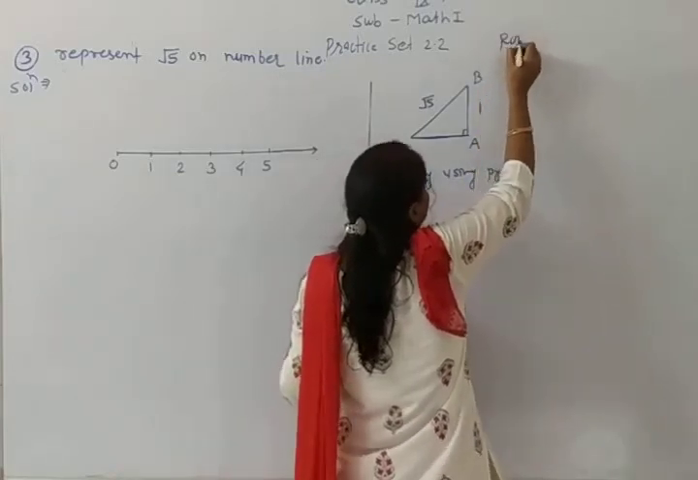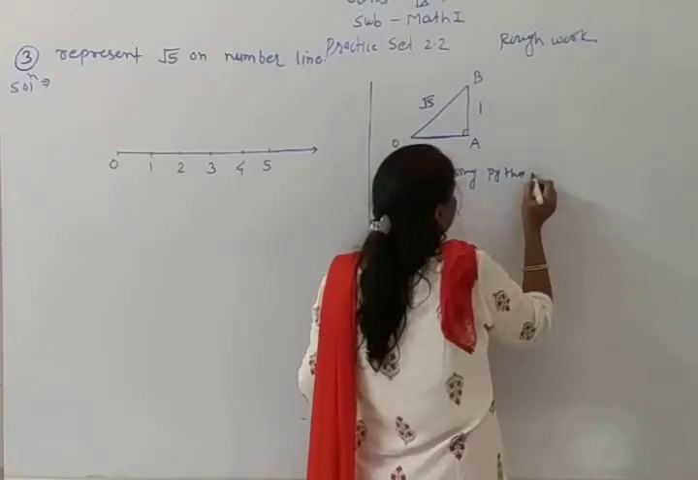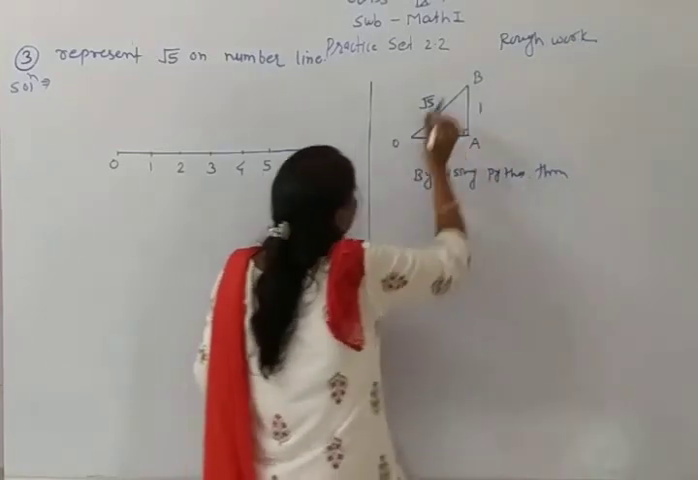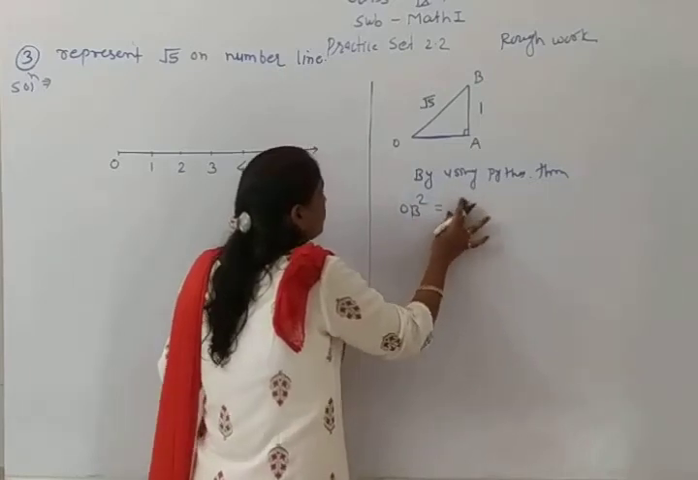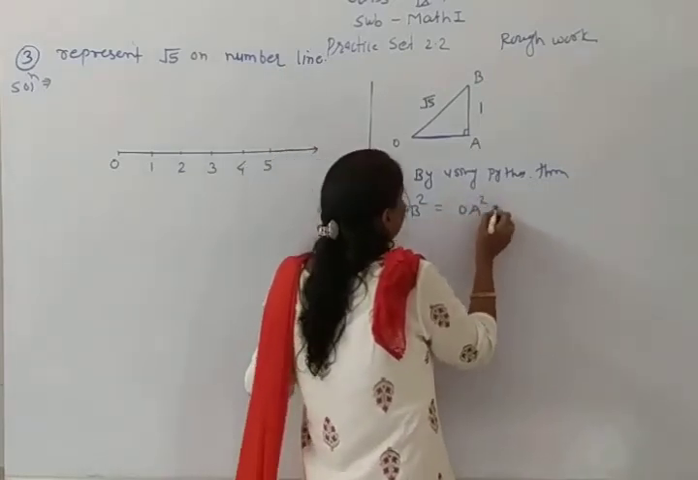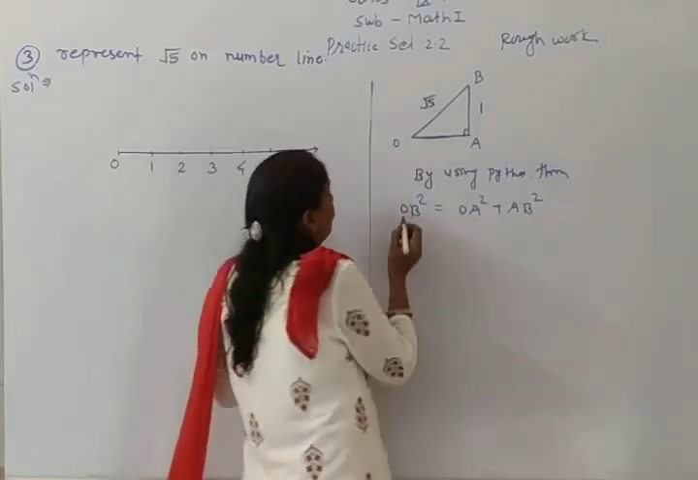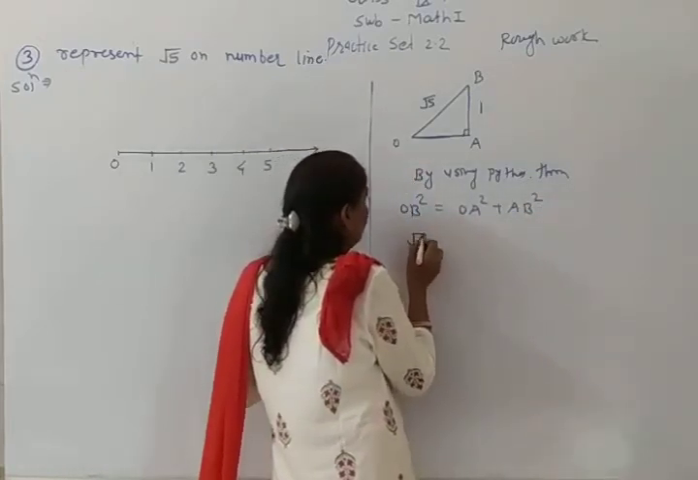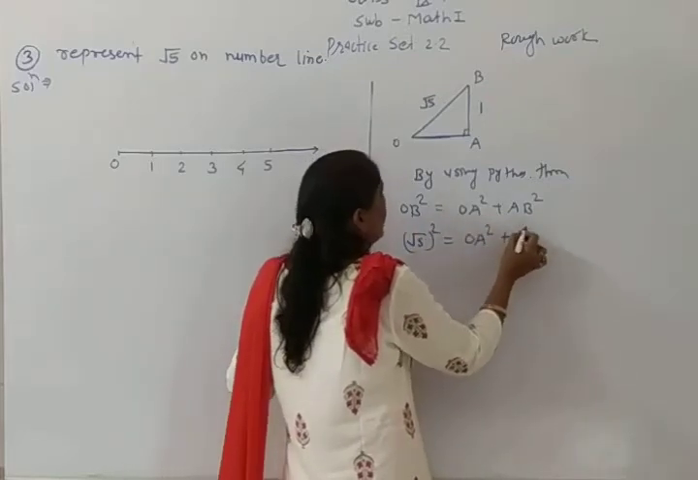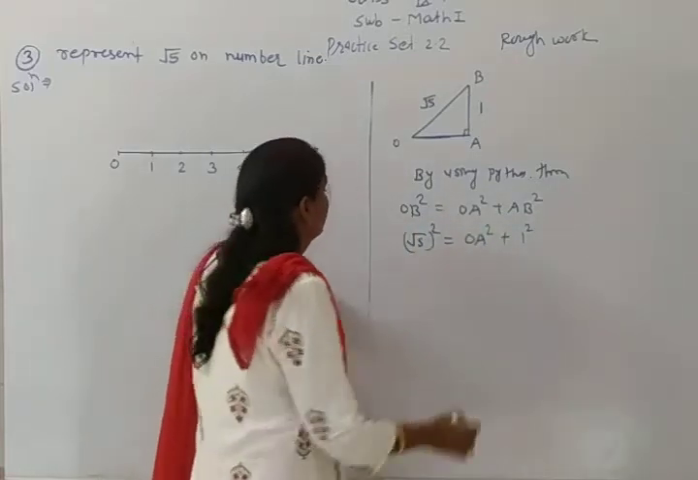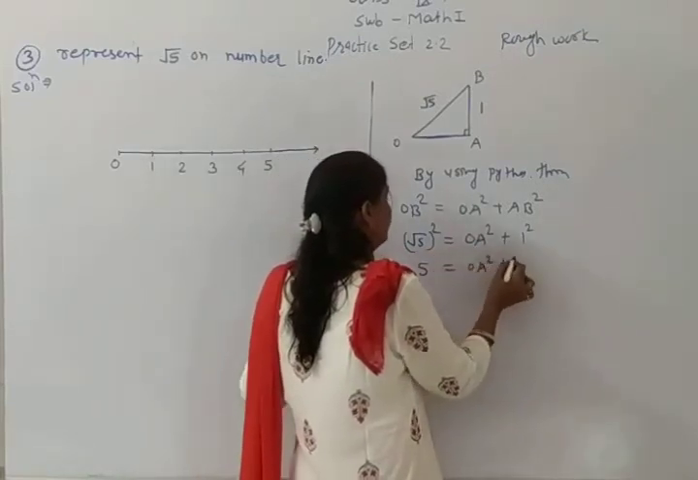By using Pythagoras theorem, OB square equal to OA square plus AB square. Okay. OB is root 5, so root 5 square equal to OA square, which we need to find, plus AB square, and AB is 1. Let's solve this. Root 5 square is 5, equal to OA square plus 1.